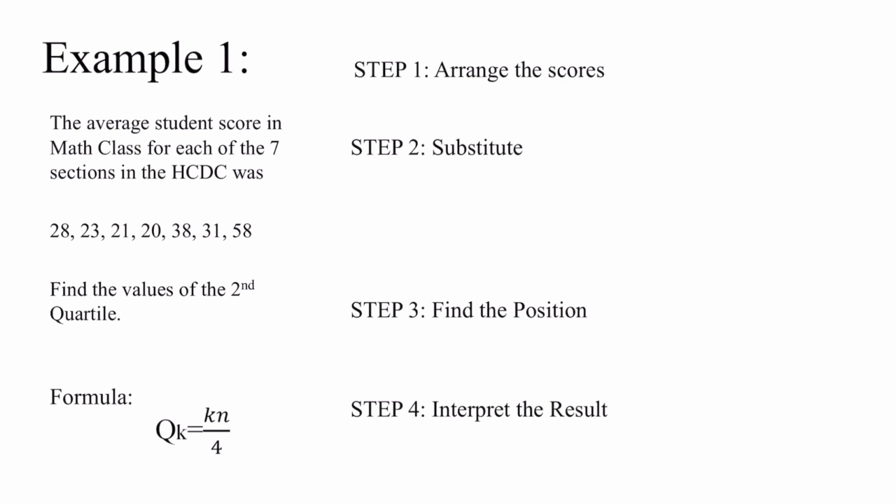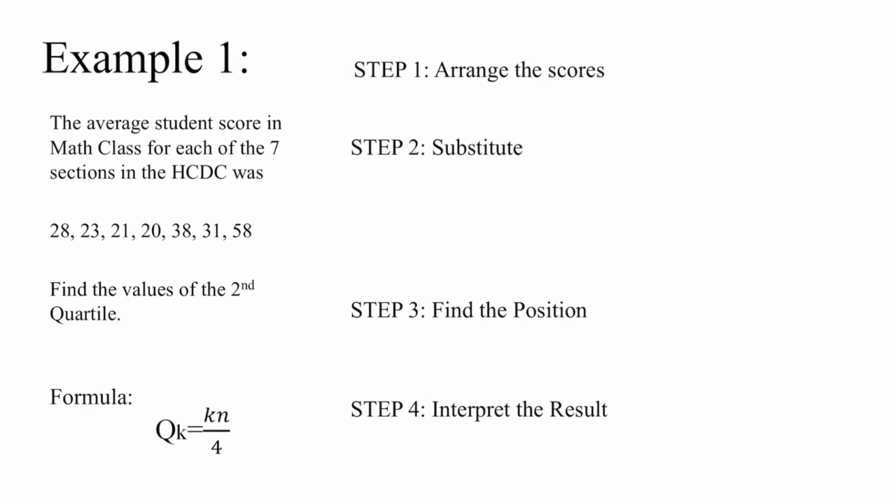We will be guided by the formula: Q sub k is equal to kn divided by 4, where k is the position and n is the number of cases. There are also 4 easy steps. Step 1, arrange the scores. Step 2, substitute. Step 3, find the position. And step 4, interpret the results.